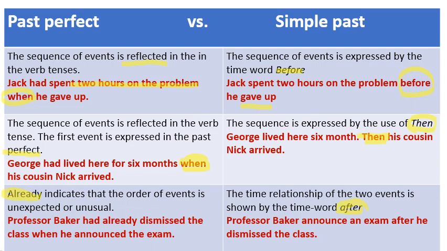Let's look at the sentence. Professor Baker had already dismissed the class when he announced the exam. Okay, we use it with the past perfect. With the simple past, the time relationship of the two events is shown by the time word after. Just like before, just like then, after also indicates which action happened before the other.